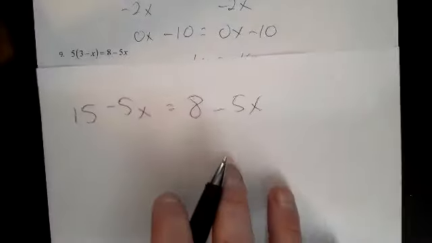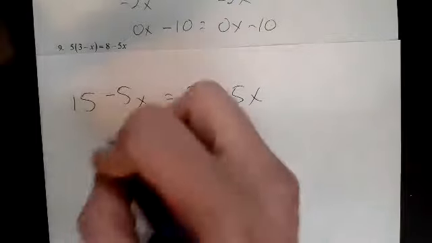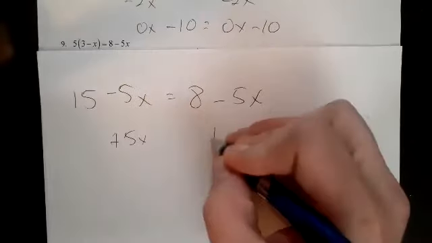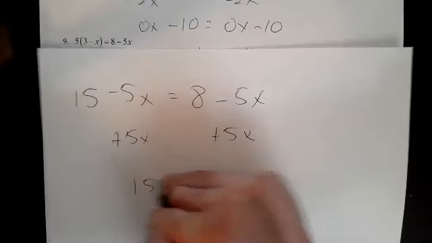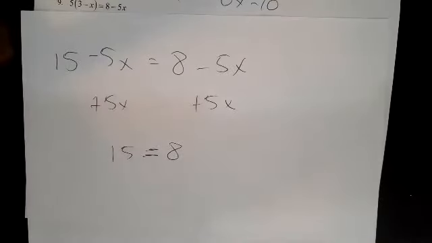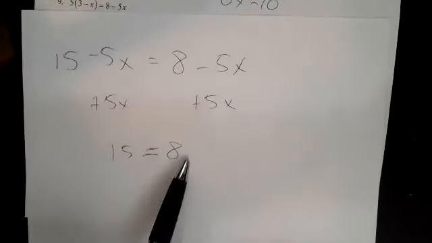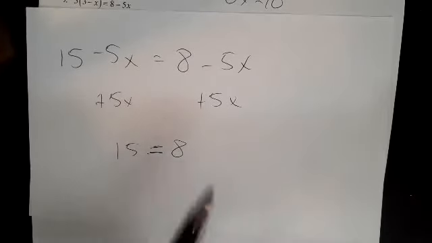And now this looks almost similar to the one above. So in order to get rid of the variable, in order to move the variable, we have to add 5x to each side. If we add 5x to each side, we get something like 15. So now I want to ask the same question. What values of x can we plug into this that will make this true? When will 15 be 8?